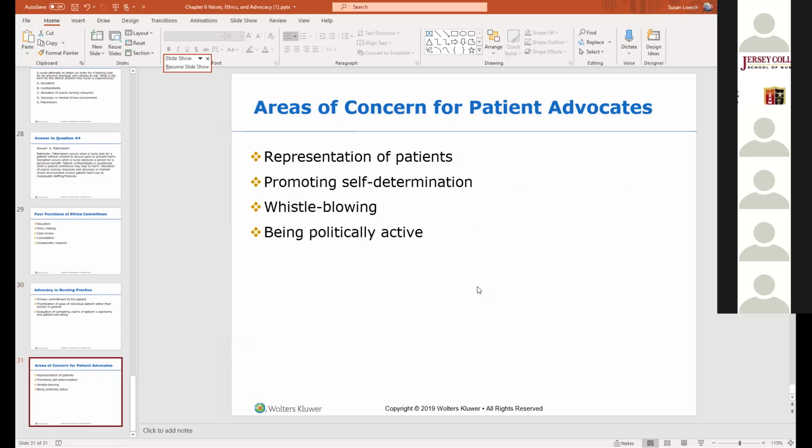Sometimes we have to whistleblow. If the company we're working for isn't doing things the right way, sometimes we have to tell on them. And sometimes we have to be a lobbyist. Sometimes we have to go into the courts and fight for our patients' rights by being politically active, knowing what our patients need, and trying to provide those things for them.